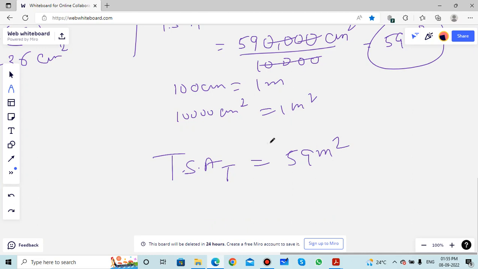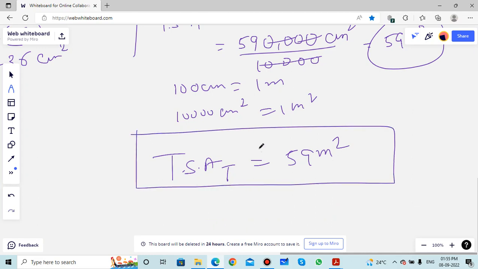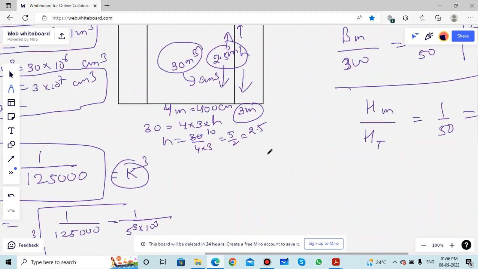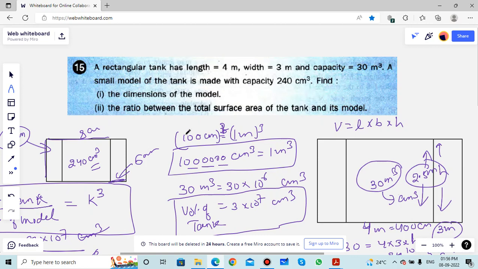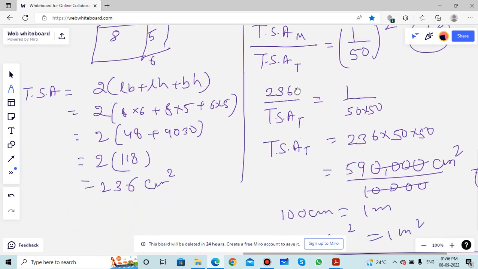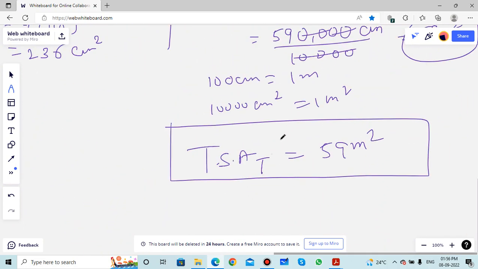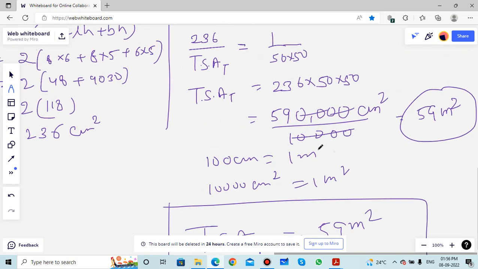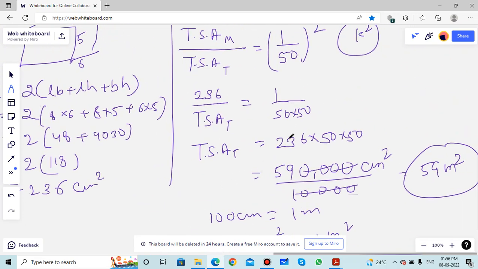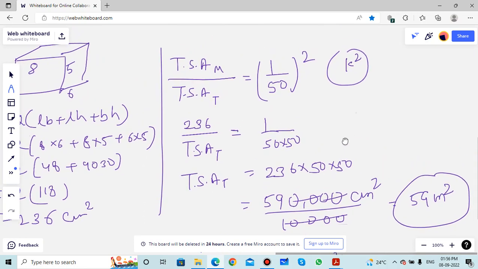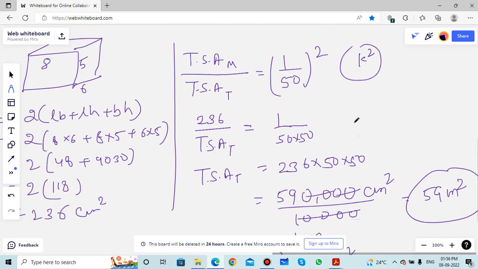Okay, we have found out the total surface area of the tank, right? And the question here is what? A ratio between the total surface area of the tank and the model we have to find, not that. Anyway, we have found the total surface area, and that will be converted into meter square. So what is the ratio between the two? There was no need to do all of these. The ratio would have been simply 1 upon 2500. So the ratio would have been 1 is to 2500, and that would have been the answer.